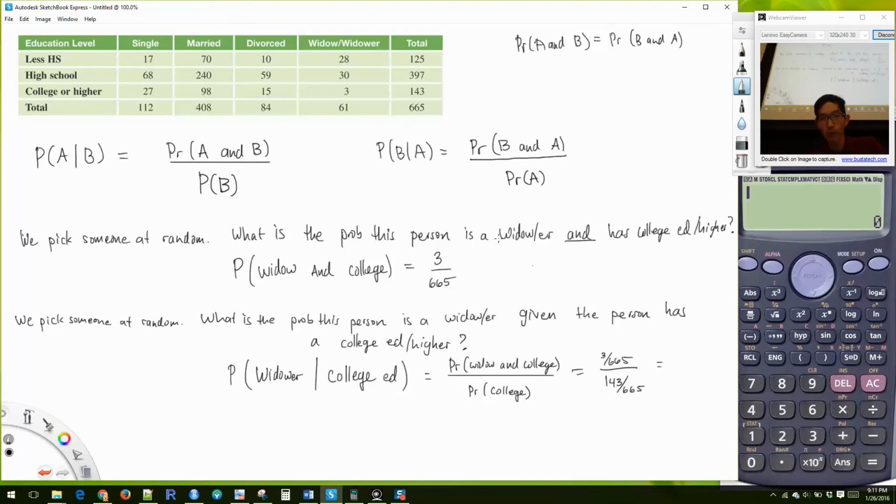Now, when you have the table, you can just skip the 665 business and go 3 over 143. Given someone went to college, we are reducing our possible people to just these 143 people. As soon as we find out that this person went to college, we don't have to worry about 665 people anymore. Out of these 143 people, how many are widows or widowers? 3 of them. So our answer is 3 out of 143.